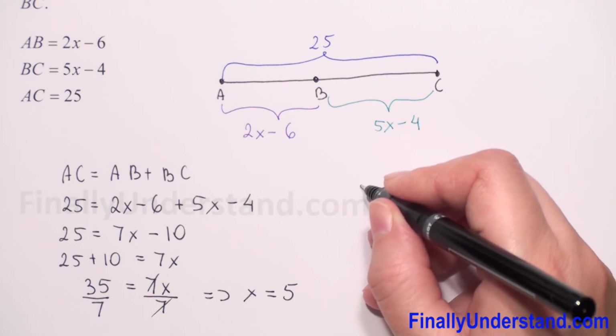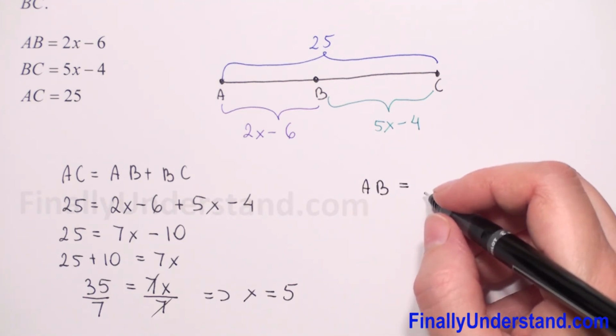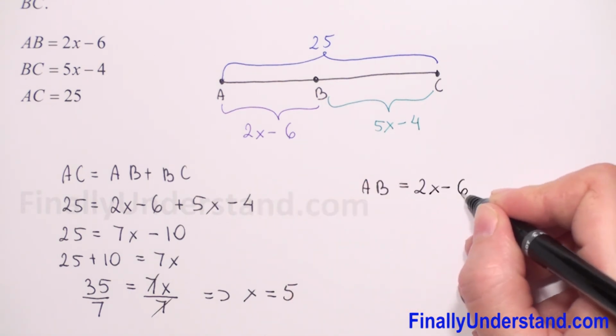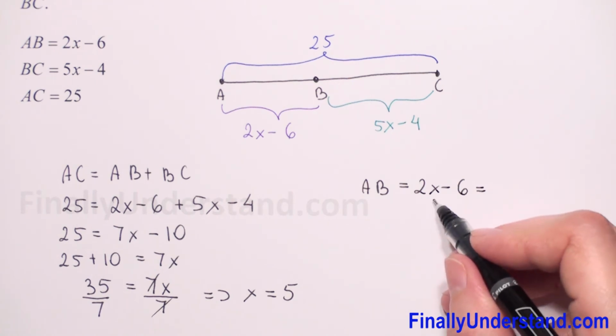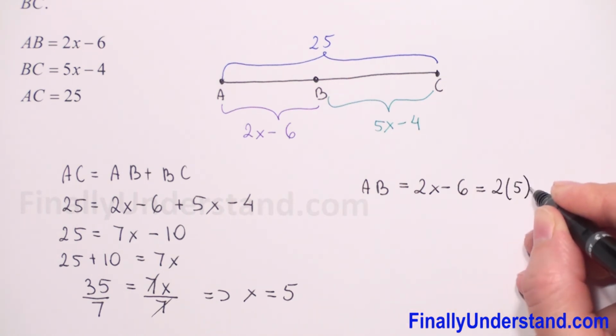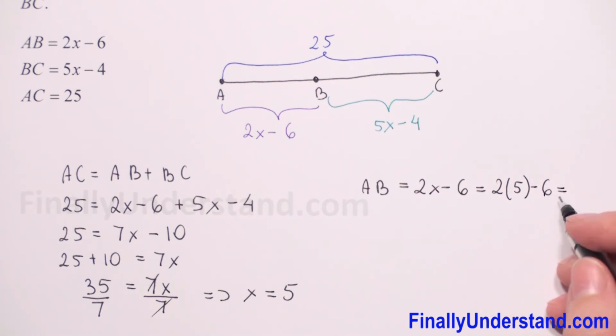So we had that AB is equal 2x minus 6. So this is equal x. We have that this is 5, so we have 2 times 5 minus 6. So this is equal 2 times 5 is 10 minus 6 is 4.